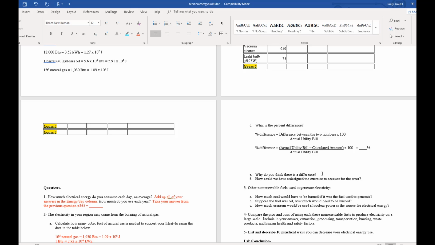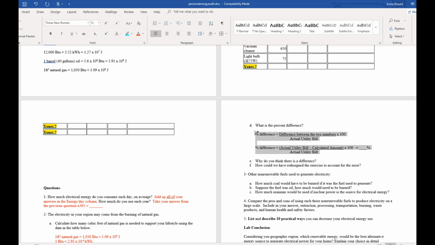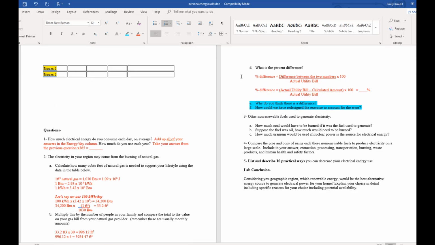Okay. Why do you think there's a difference? There's a lot of reasons there could be a difference. That's for you to decide, not for me. That's something I want you to figure out, okay? And how could we have redesigned the exercise to account for the error? So think about that. Here's some other non-renewable fuels that could generate electricity.